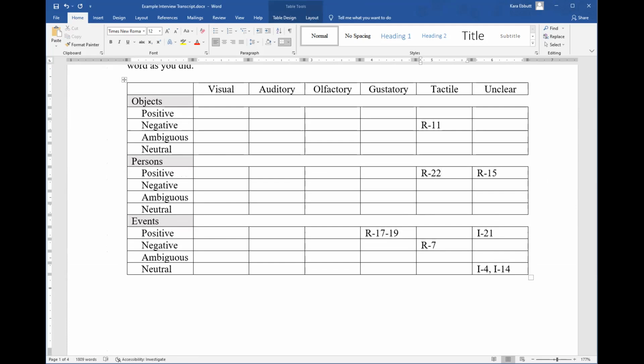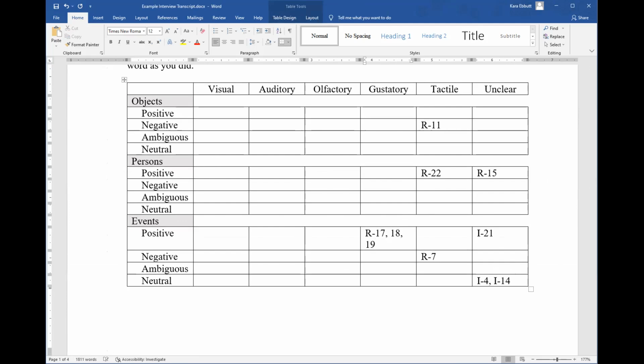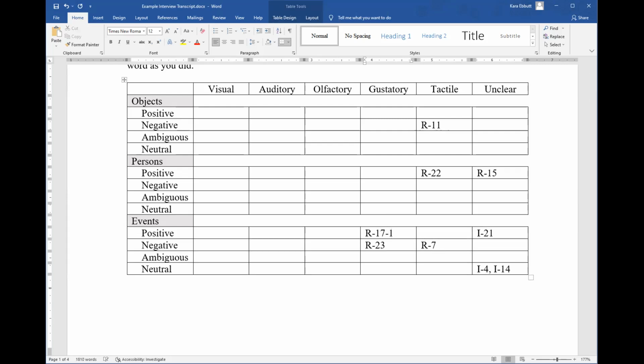And then R23 is negative event. Oh my gosh, we're running out of room here. You don't have to put R next to them if they're all respondents. Great. That's what we wondered. Can we do like R17 through 19? Or should we just code all the lines?